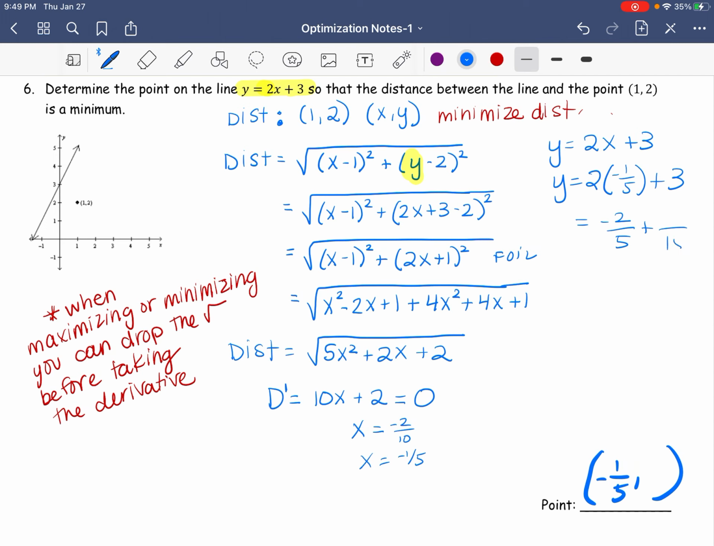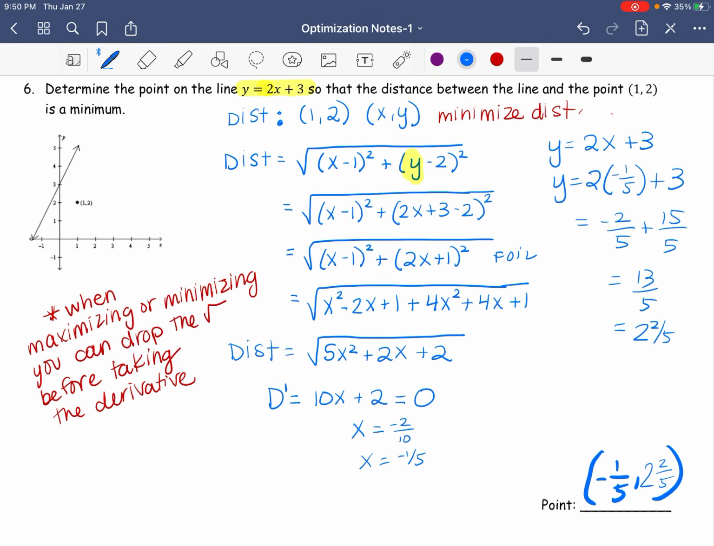-2/5 plus 3. I'll think of 3 as 15/5. So 13/5. You could write 13/5 there, or if it's easier for you to think about, 13/5 is 2 and 2/5.